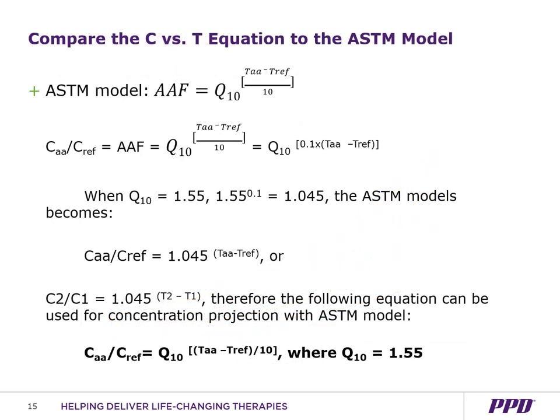So we took that constant of 1.045 that we generated based on the average of curve equations generated on the last graph and calculated a Q10 value of 1.55. And this allows us to say that we could use the ASTM model with a Q10 value of 1.55 for a concentration projection of BHT extracted in the same material with the same solvent.